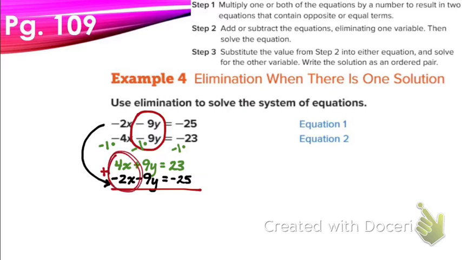Are these two like terms? 4x and negative 2x. Are those like terms? Can I combine them? Yes. How do I know whether or not they're like terms? They have to have the same variable. X and x, I can put them together. What is 4x minus 2x? 2x.